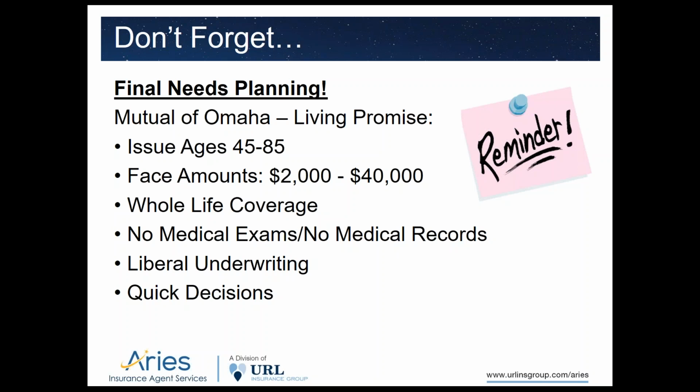Remember, this is offered to you through Mutual of Omaha, and Mutual of Omaha has competitive final needs planning services and products. It's called Living Promise, available for clients ages 45 to 85. The minimum face amount is $2,000, going all the way up to $40,000. It's whole life coverage, so as long as the client pays the premiums, the death benefit is never going to go away, and the rates are never going to increase for as long as they live.